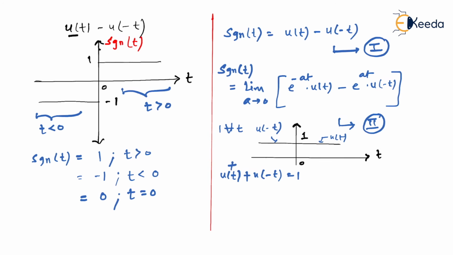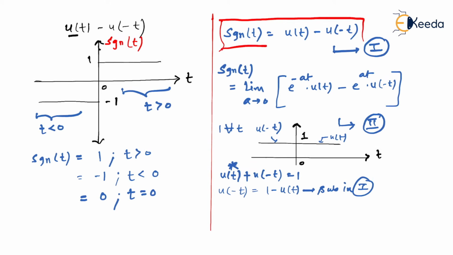If it is so, then I can shift this u of t to the right hand side and I can write u of minus t equal to 1 minus u of t. Is that right? So this is what I'm going to substitute in expression number 1. See, expression number 1 is this what I'm talking about. So wherever there is u of minus t, just substitute this as 1 minus u of t.